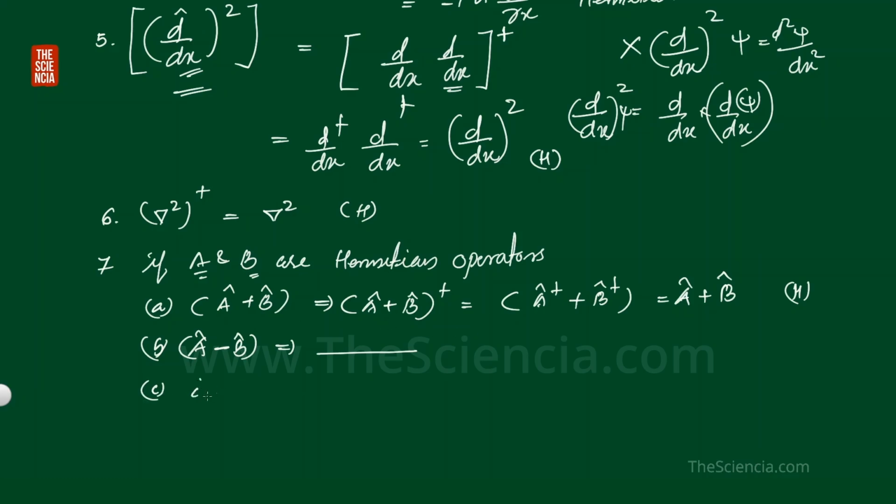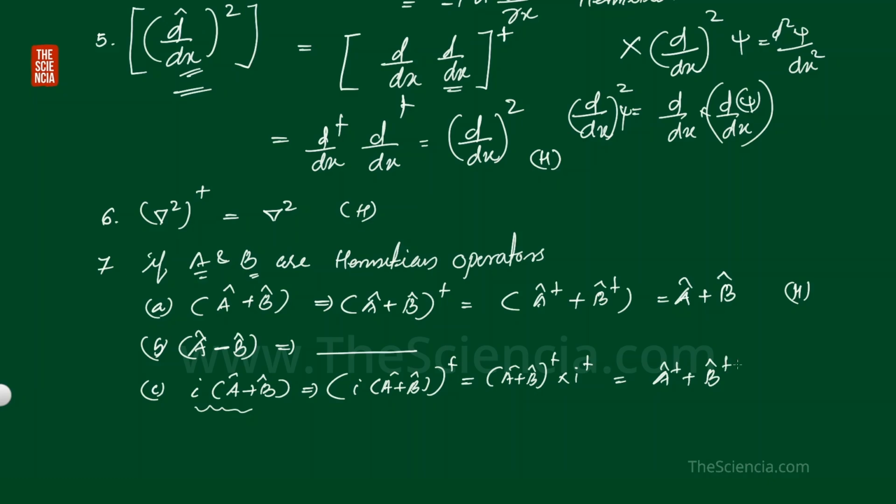Now the third one, i into (A plus B). Now we have to check whether this is a Hermitian operator or not. So what we have to do? We have to take (i(A plus B))†. So we get (A plus B)† into i†, right? That is, we can expand: A cap† plus B cap† into i†, which is equal to minus i. That is the complex conjugate. Dagger is the complex conjugate.